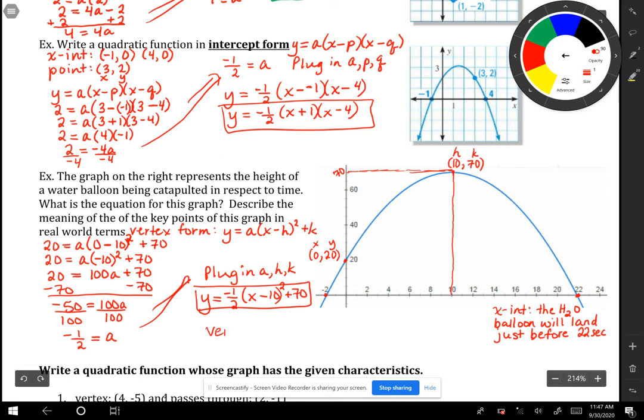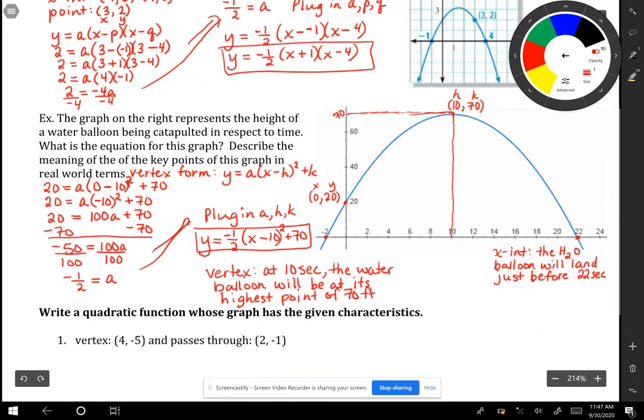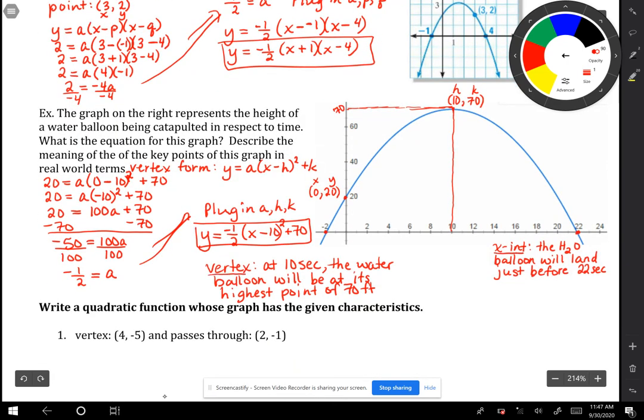Let's write down what the vertex means in this situation. The vertex at 10 seconds, so if you look on your horizontal axis where I drew that line, at 10 seconds, the water balloon will be at its highest point of 70 feet. So those are the meanings of the x-intercept and the vertex.